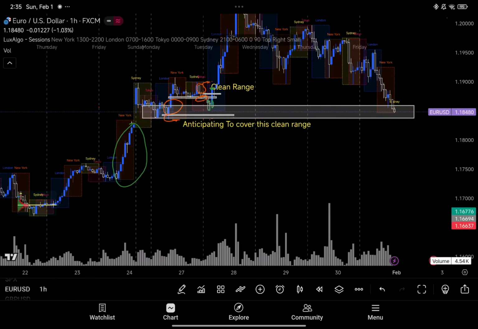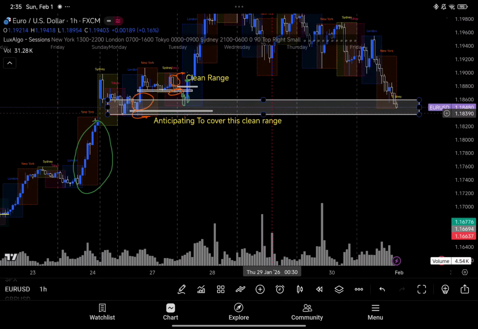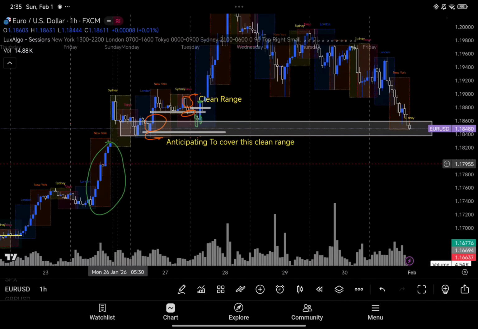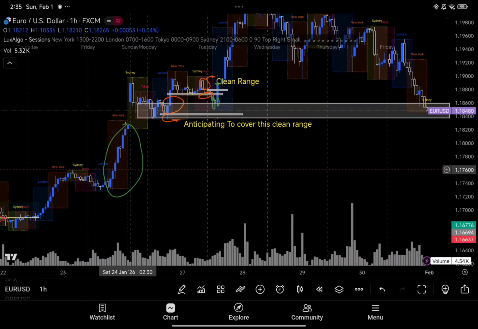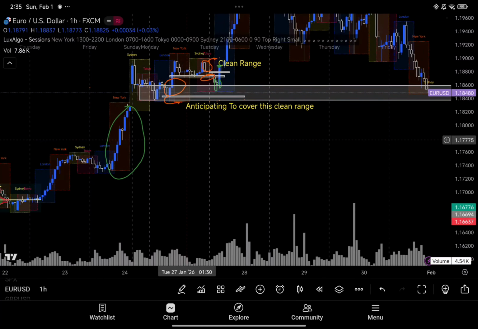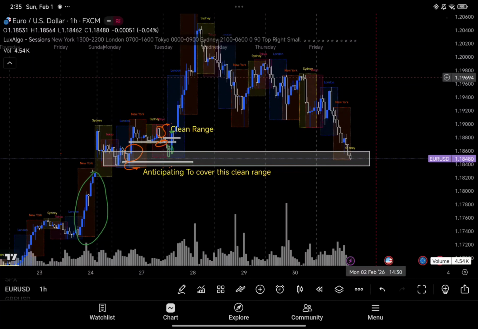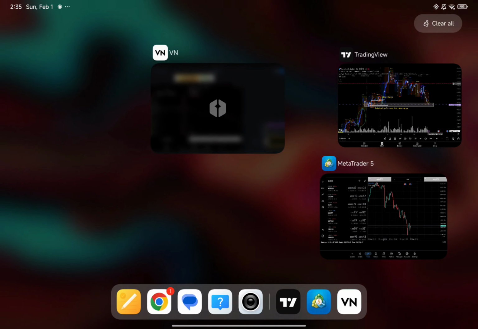My criteria for this trade: if the price breaks this support and gives a candle closing below this support, I will place my bearish trade, anticipating to cover this clean range on the left hand side, which I marked here in the green circle. But I usually don't anticipate covering the whole move. I just need some pips, and that's it.